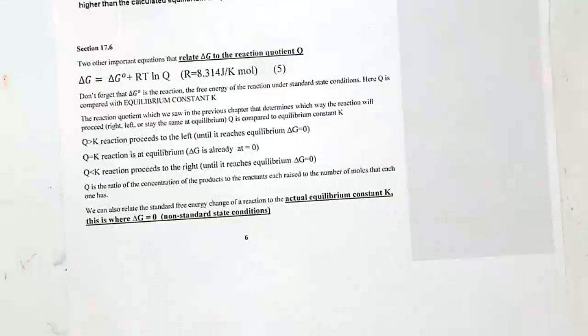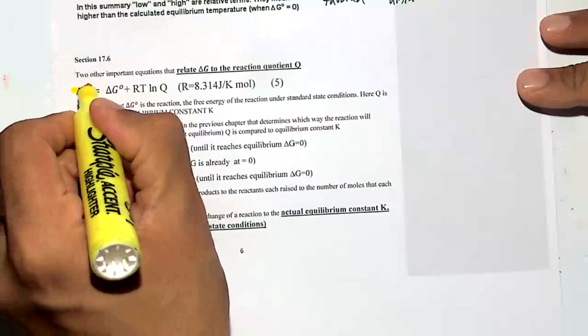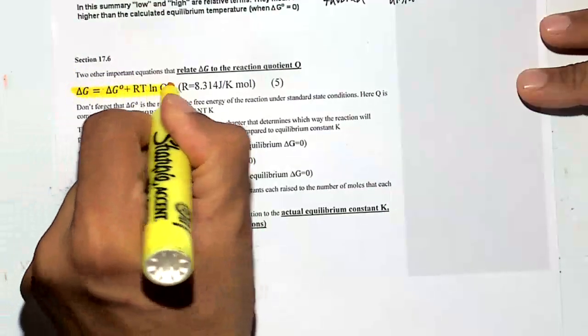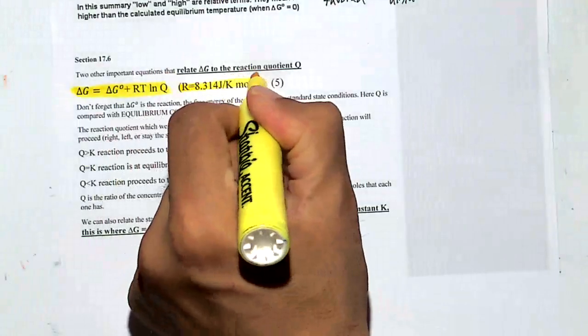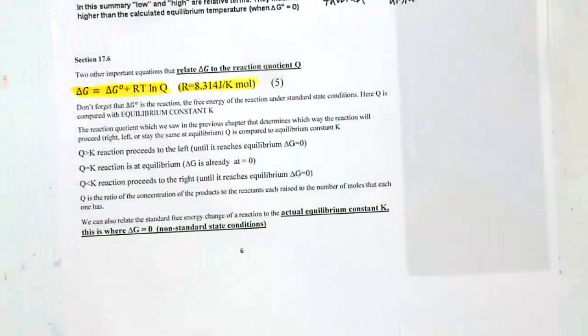All right, here is an equation that I'll give you for this upcoming exam. Delta G is equal to delta G at standard state plus RT natural log of Q. And then R is our gas constant, 8.314 joules over mole Kelvin.